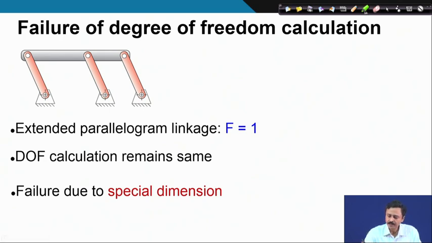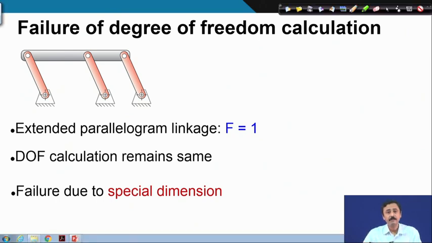Now, even though this fails, the degree of freedom calculation actually gives us a very generic feature. What do I mean by a generic feature? A generic feature is one which is not changed under perturbations. In this parallelogram chain or extended parallelogram linkage, as you see in this figure, if I slightly change one of the dimensions, let us say, suppose I reduce one of the link lengths, immediately this is going to become a structure.